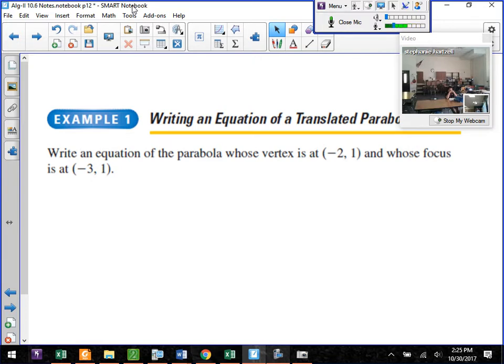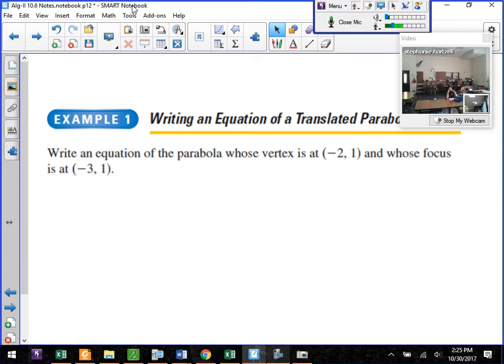A squared minus B squared is for the ellipse. We know to find the p-value of a focus is 4p. We set it equal to the stuff out in front. So we know how to do all of that. But what happens if I just have this information? Well, I have to write the equation of a parabola whose vertex is at -2, 1 and whose focus is at -3, 1. Well, what do you think you should do first?